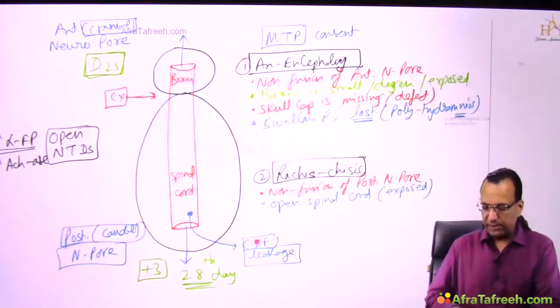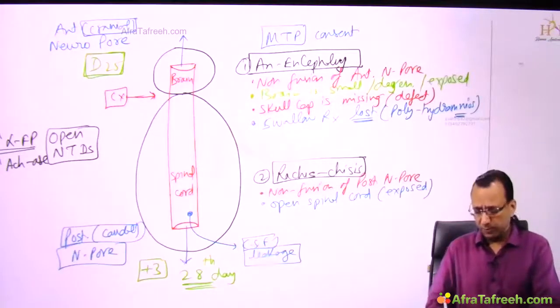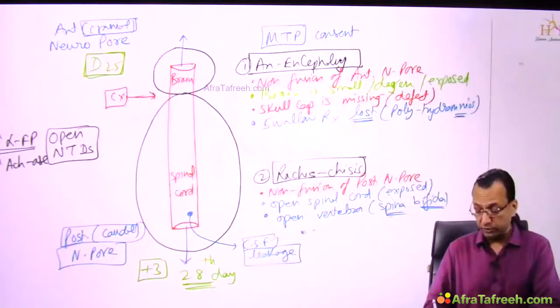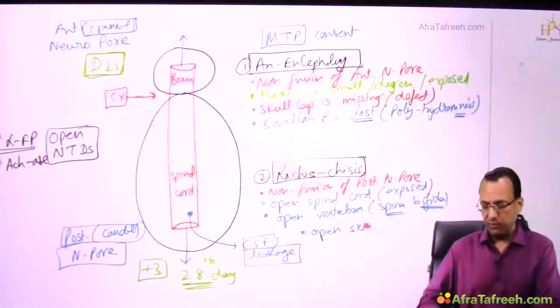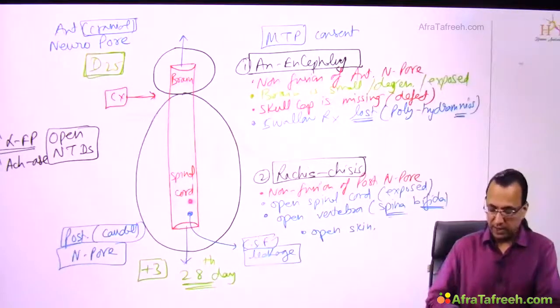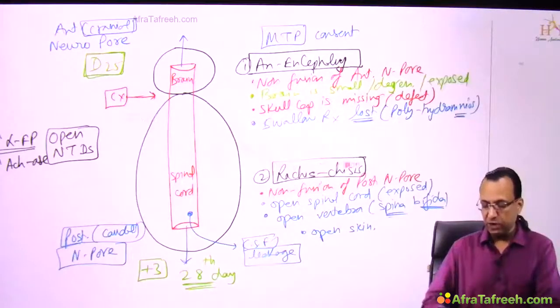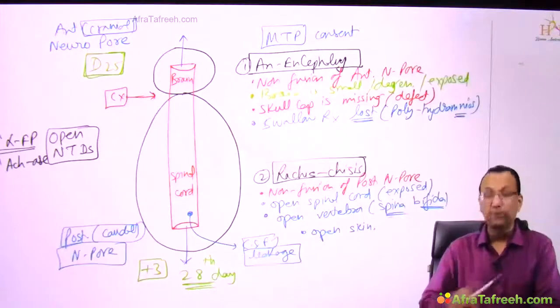Now, if the CSF is leaking outside, you mean to say even the bone is open? Yes, there is an open vertebra. Actually, it is called spina bifida. Skin is also open. Since the skin is open over the defect, and the vertebra is open and the spinal cord is open, that's why CSF is leaking outside in case of rachis. Now, we have to see some diagrams for them.